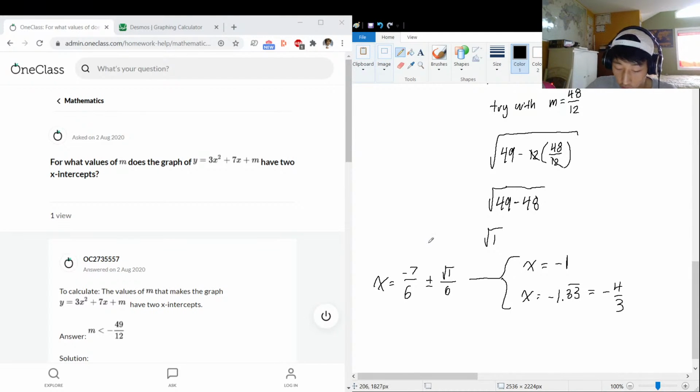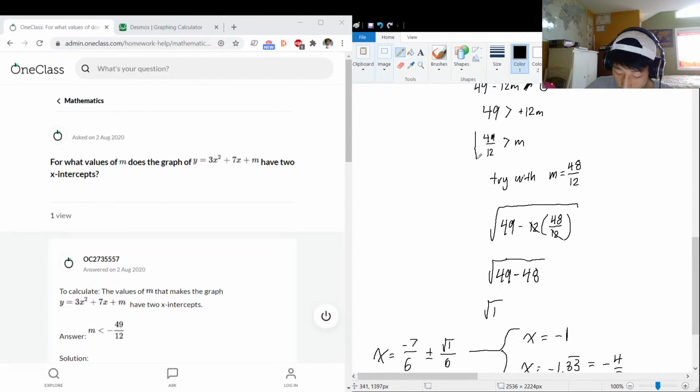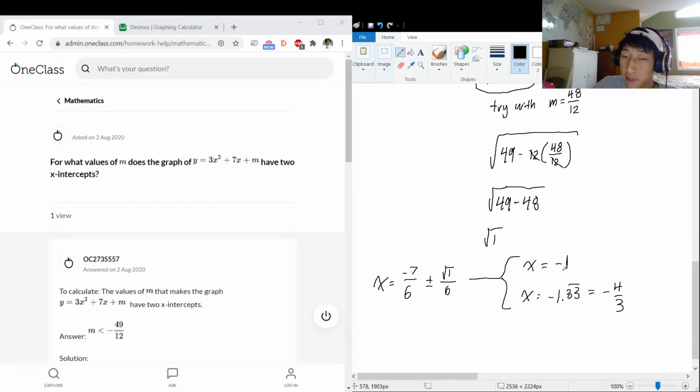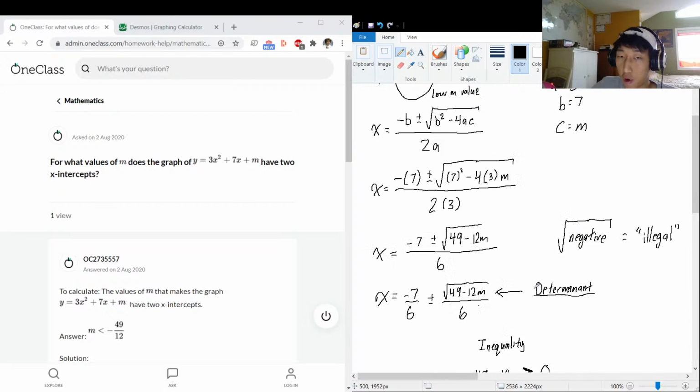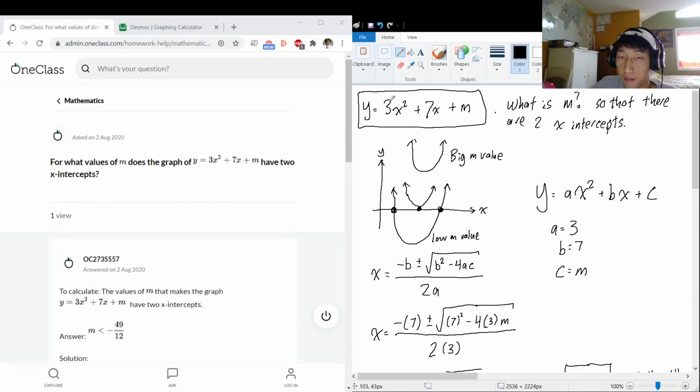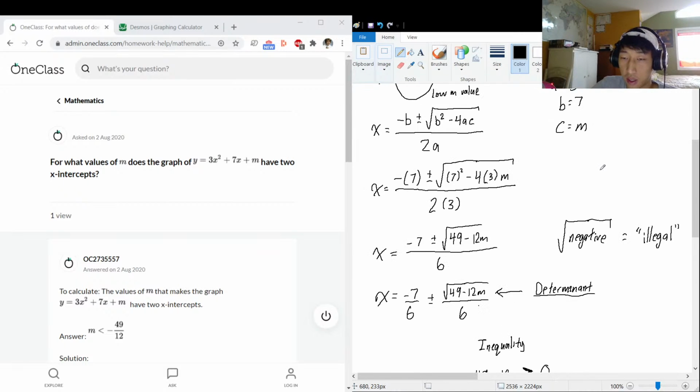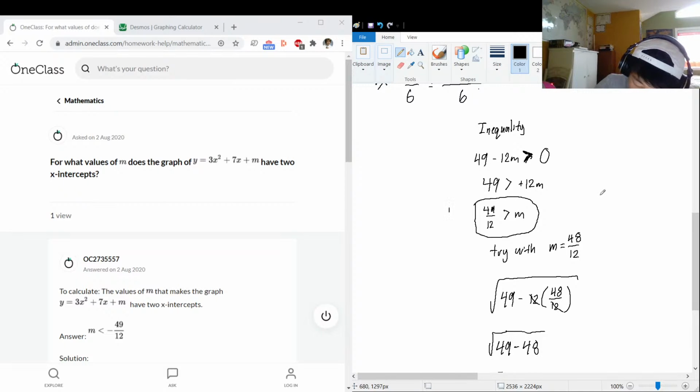So you see, when we tried this with a number, we know that m has to be smaller than this so that we find two different roots or two different x-intercepts for the equation that we started off with, 3x squared plus 7x plus m. So this is our final answer. This is what m has to be smaller than for this equation to have two x-intercepts.